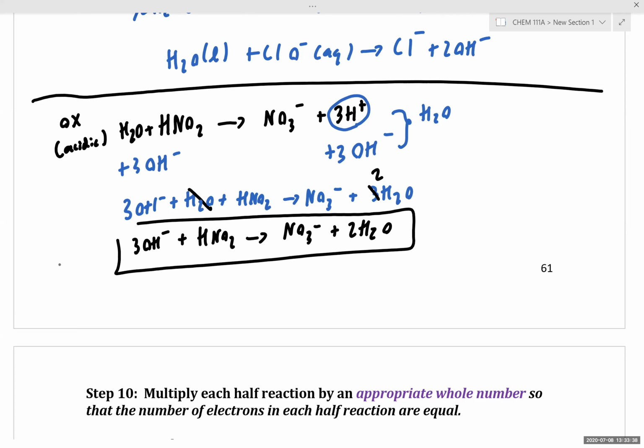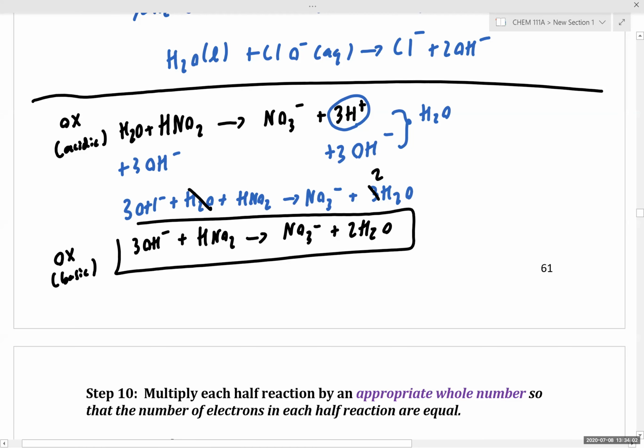So we went from acidic to basic conditions, and we can readily modify our half reaction from an acidic half reaction to a basic half reaction. Does that make sense to everyone? Does this idea make sense? Is everyone feeling comfortable with the mechanics behind balancing these equations?